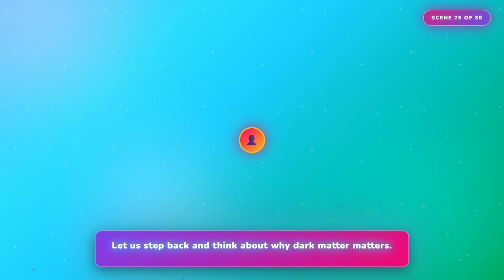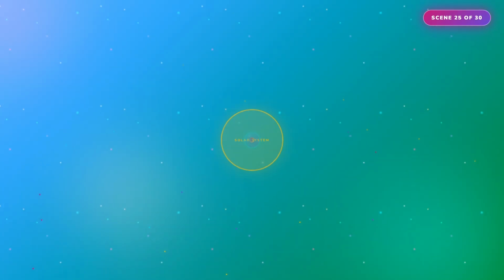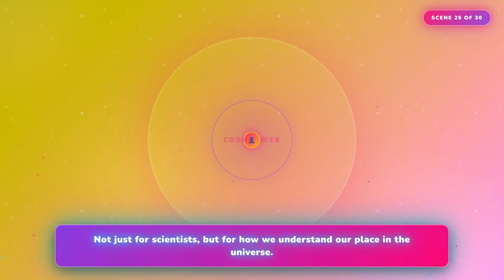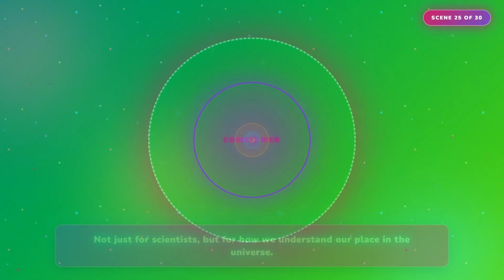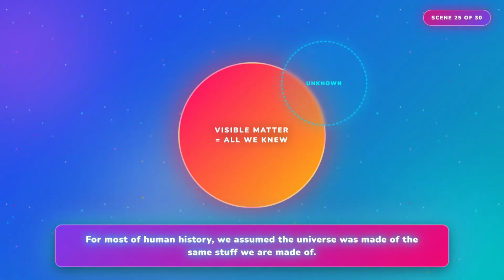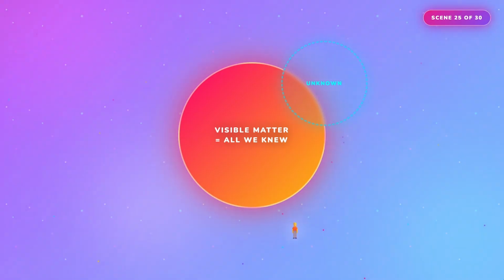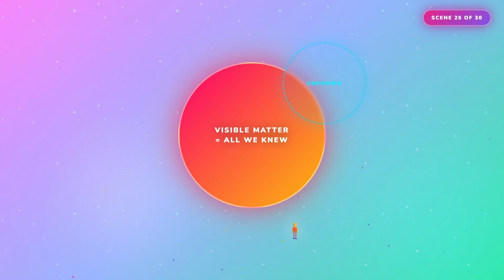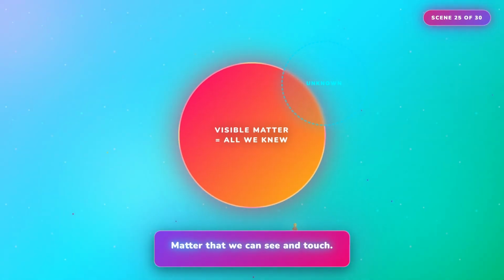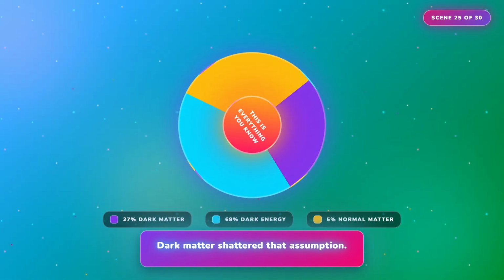Let us step back and think about why dark matter matters. Not just for scientists, but for how we understand our place in the universe. For most of human history, we assumed the universe was made of the same stuff we are made of: stars, rocks, gas. Matter that we can see and touch. Dark matter shattered that assumption.